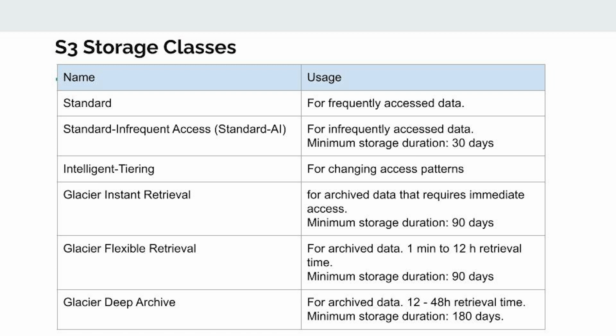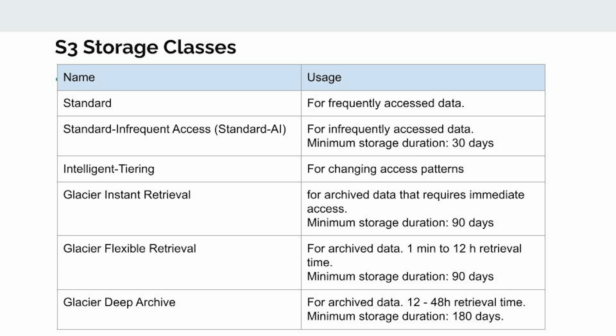They all provide lower storage fee at the expense of longer minimum storage duration and slower retrieval time. Glacier Instant Retrieval class is for archived data that requires immediate access. This provides the same millisecond access time as the standard class, but data is charged for minimum storage duration of 90 days.